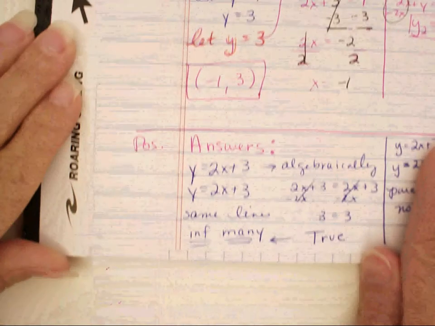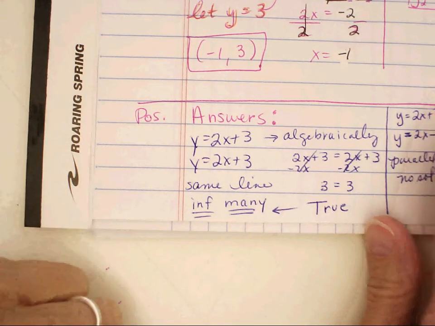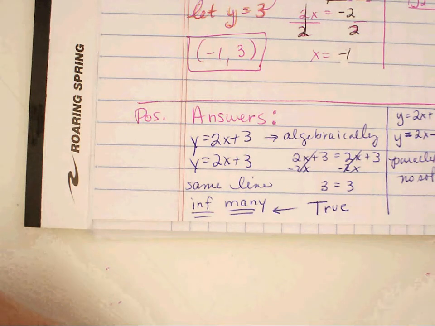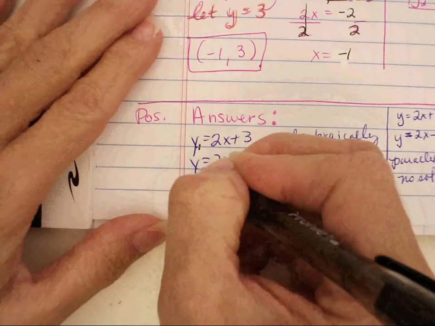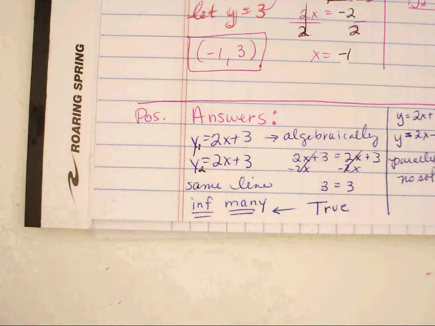Next, let's do one of our special cases. I have it written out for you, and then we're going to talk about it after you copy it down. Special case. We have y1 and y2 are 2x plus 3 and 2x plus 3.